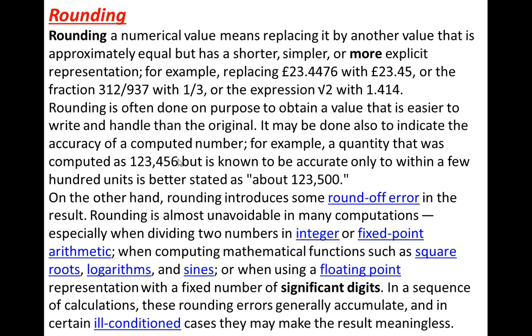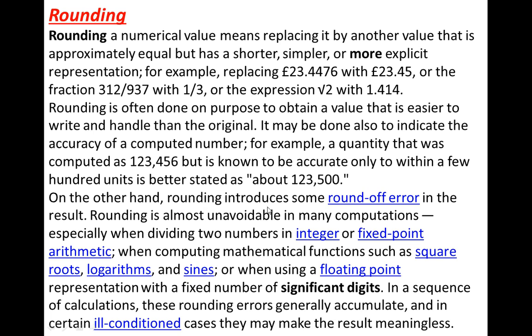For example, a quantity that was computed as 123456 but is known to be accurate only to within a few hundred units is better stated as about 123500. This is a rounded figure. This 123456 does not look nice, so I have to round off. If I have to remember something, I automatically remember the rounded figures. So this is how we can round off, and the main motto of rounding off is to simplify the task, like 123500.